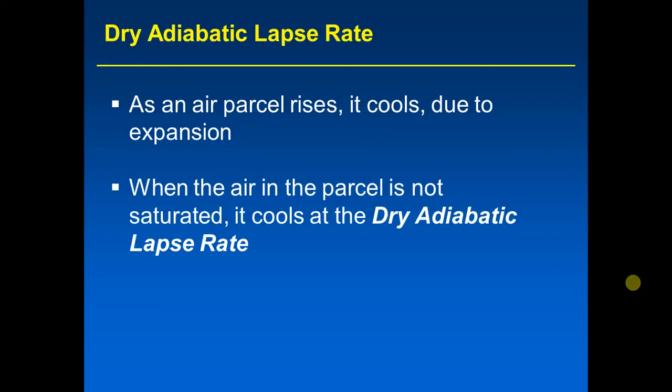Okay, now what is the value of the dry adiabatic lapse rate? This is a very important value to remember. The dry adiabatic lapse rate has an average value of 10 degrees Celsius per 1,000 meters. 10 degrees Celsius per 1,000 meters can also be converted into English units from metric units. And so for every 1,000 feet a parcel ascends that's unsaturated, it will cool 5.5 degrees Fahrenheit. Conversely, for every 1,000 feet an unsaturated air parcel sinks or descends, it will warm up 5.5 degrees Fahrenheit.